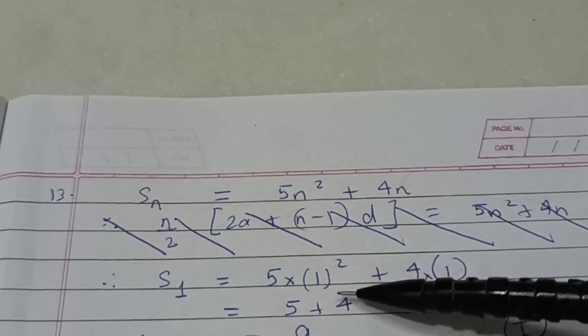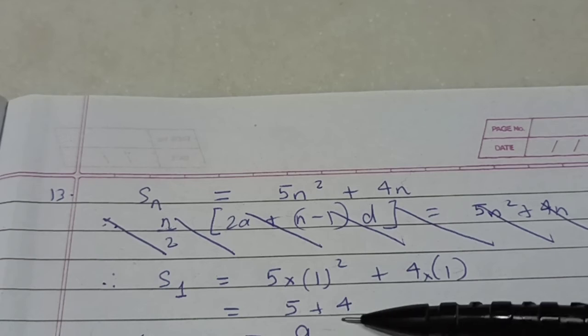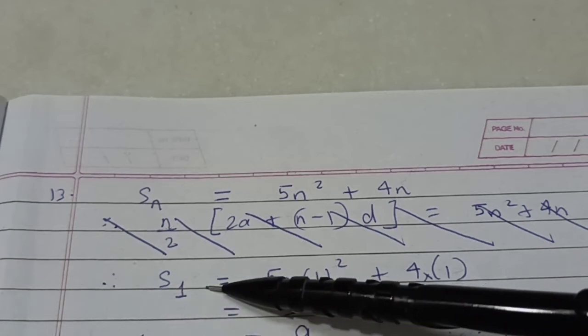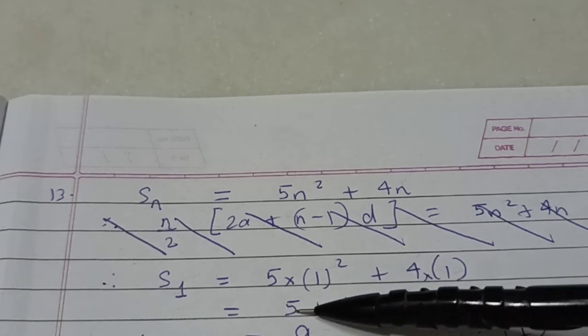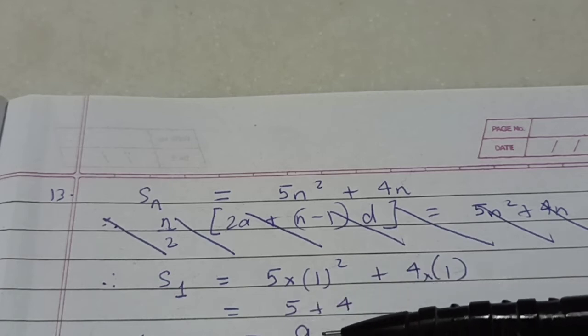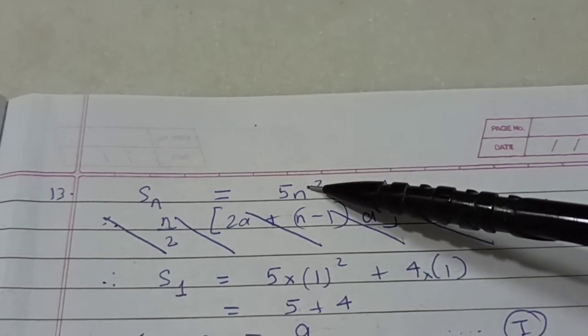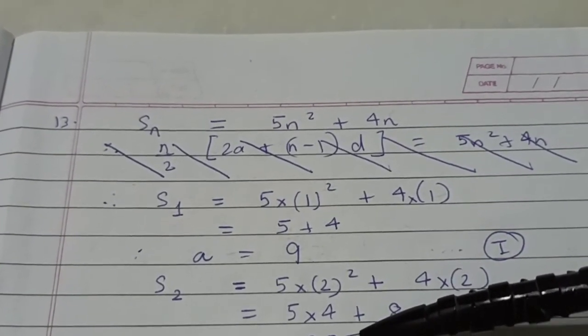Now when I say sum of the first term is 9, it means that it is the first term. Remember, S1 is always equal to T1 is always equal to a. It's the first term. Sum of first term is 9 here. Similarly, if I substitute n as 2, then I will get the sum of the first two terms, 28.